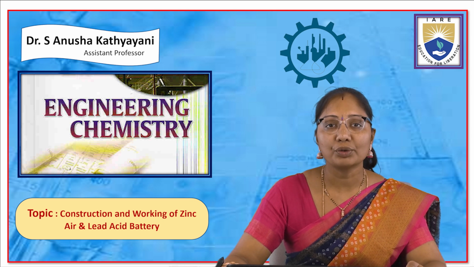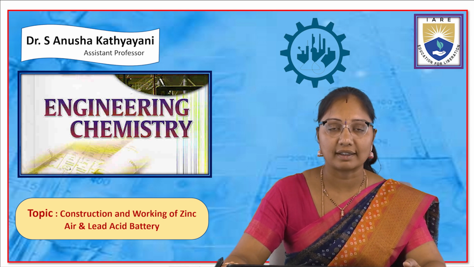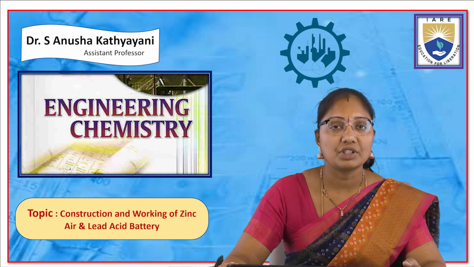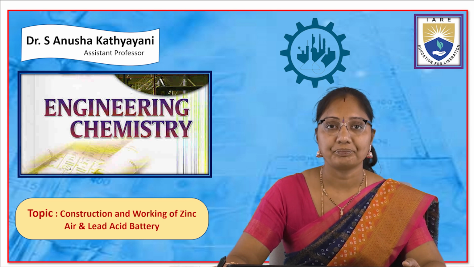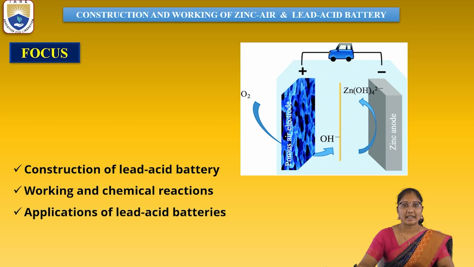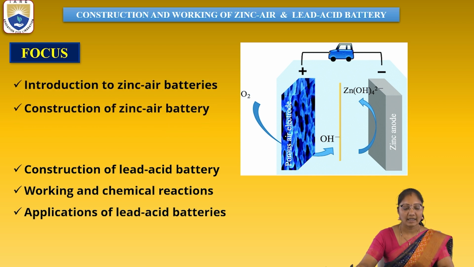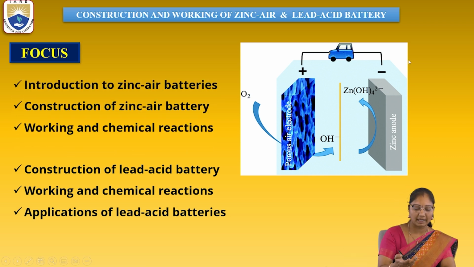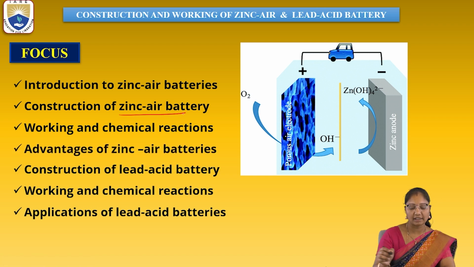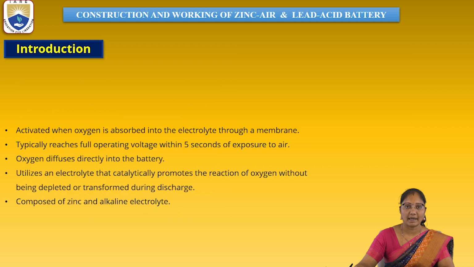Today, we are going to see two different types of batteries, namely zinc air battery and lead acid battery. We are going to see both types, with the introduction to zinc air batteries, the construction of zinc air battery, working and chemical reactions, and the advantages of zinc air battery, as well as the construction, working principles, and the advantages and disadvantages of lead acid batteries.